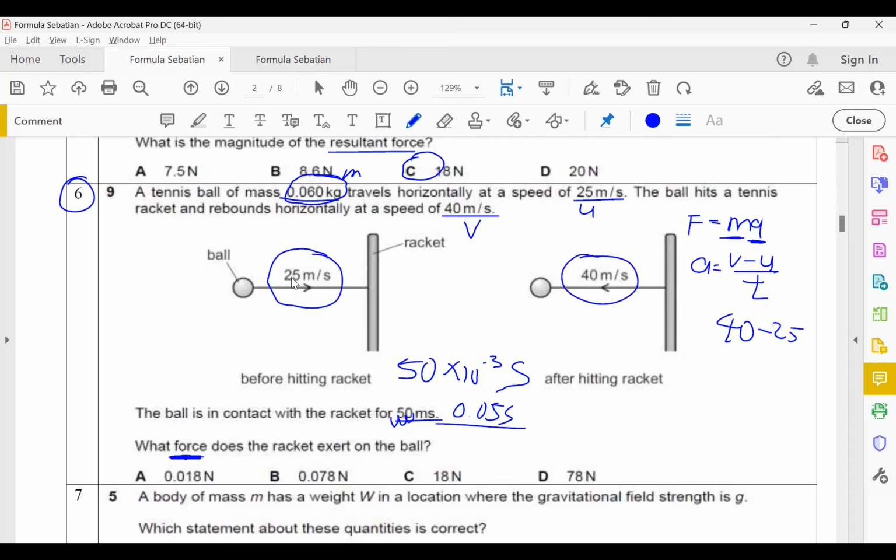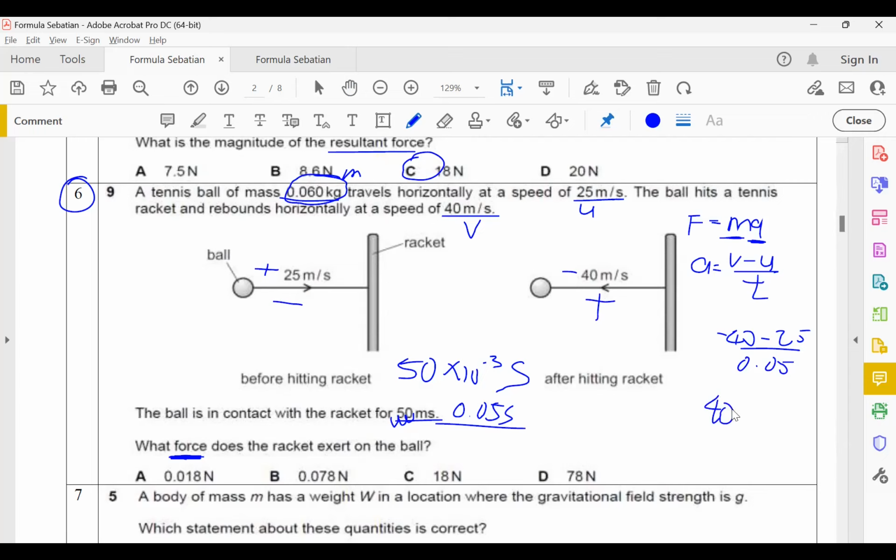Usually, if I associate the right with positive, the left must be negative. It doesn't matter which one you associate, positive or negative. You could also say that the left is positive, then this one will be negative. Okay, because they are in opposite directions. Once you understand they are actually in opposite directions, when you do the calculation, if you say that this is positive and this is negative, you could either go negative 40 minus 25 over your 0.05, or you could associate this as positive and this as negative.